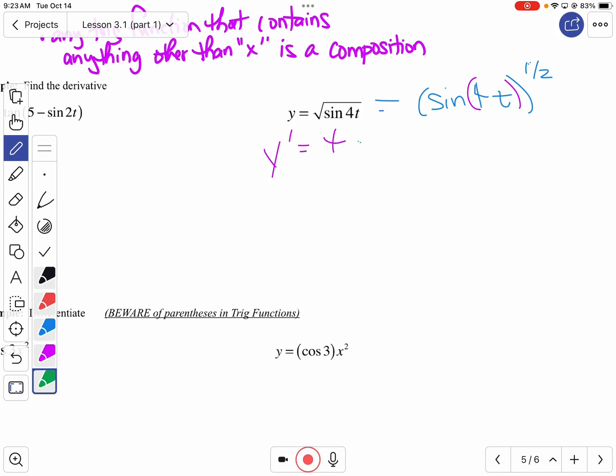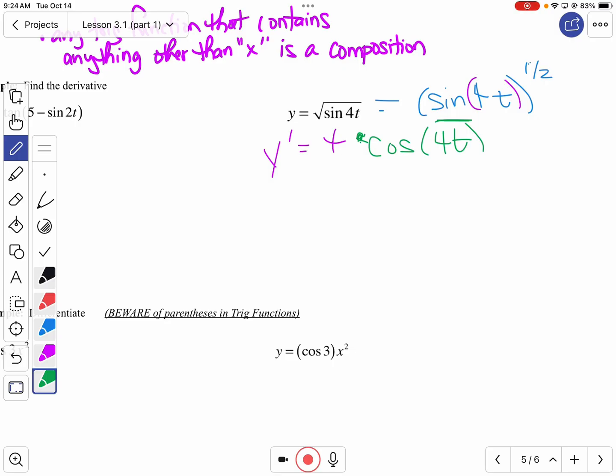Now, we're going to multiply that by the next most inside thing, which is sine. What's the derivative of sine? Cosine. And I'm going to keep what was already in there, which was the 4t. Okay? I don't know why I just tried to write a negative. Okay, that's a times.